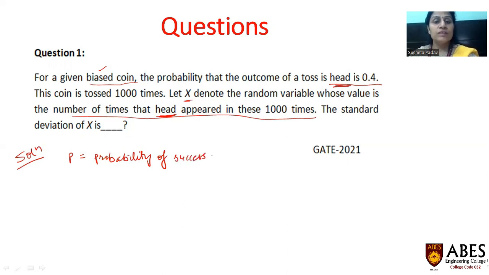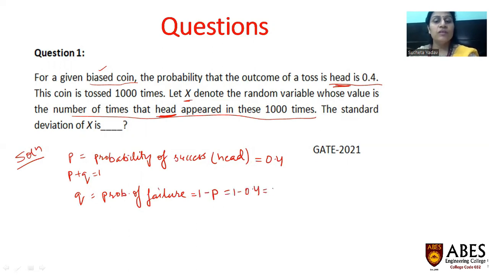The probability of success, we consider it to be head here, since it is asking about head and it is given to be 0.4. Now, since we know that P plus Q is 1, Q, the probability of failure, will be given by 1 minus P, which is 1 minus 0.4, which will give you 0.6. Now, he's asking you the standard deviation.